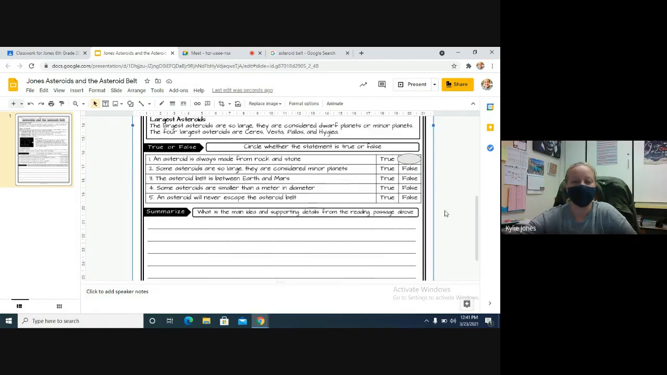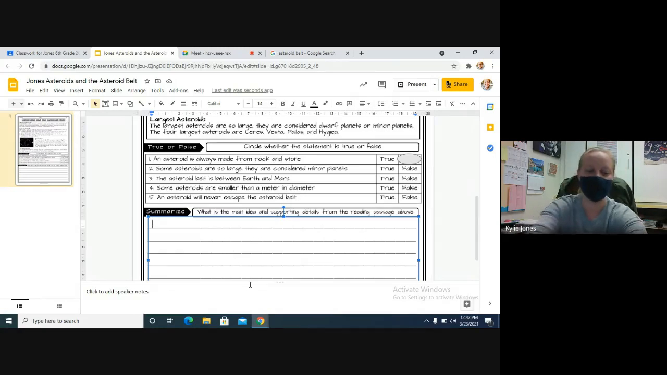Okay, and then you got 4 more trues or falses. And then you just need to write a summary of the main ideas. So let's do a 4-sentence summary about asteroids. Okay, that's your goal. Finish that. I'm going to give you guys about 10 minutes. And then we'll play some blookets. So maybe some quizzes. We'll see.